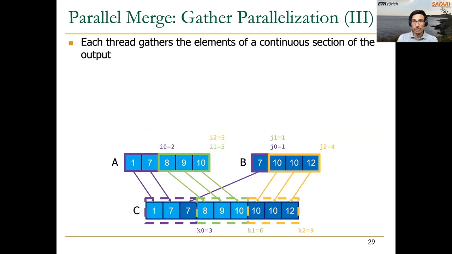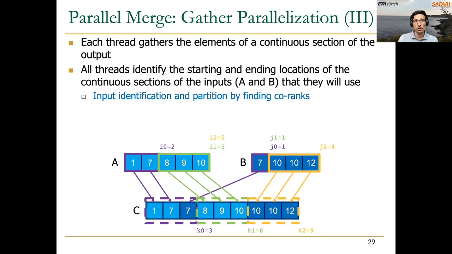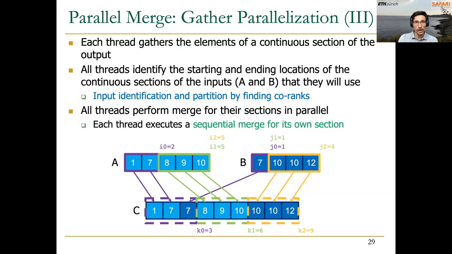So in our gather parallelization, each thread gathers the elements of a continuous section of the output. So all threads identify the starting and ending locations of the continuous sections of the inputs A and B that they will use. So we need to have an input identification and partition by finding the core ranks. And all threads perform the merge for their sections in parallel. So each thread will execute the sequential merge in its own section.